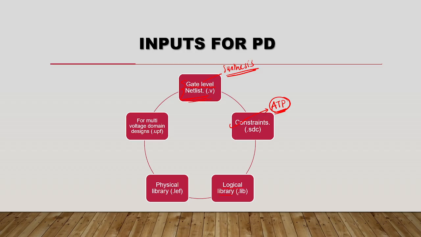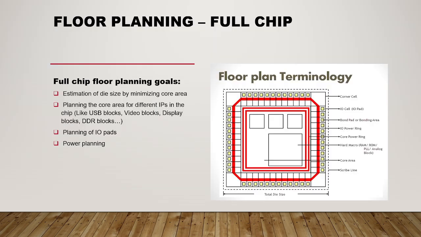And logical library cells. Whatever the Verilog code you are writing for the digital modules, suppose some analog blocks are there, like IO blocks, or like clock dividers, like PLL, that will be available in the lib file, the library file. Logical library and physical library, and multi-voltage domain designs, UPF files. These all files will be taken by the PD people from the front end, and they will do floor planning.